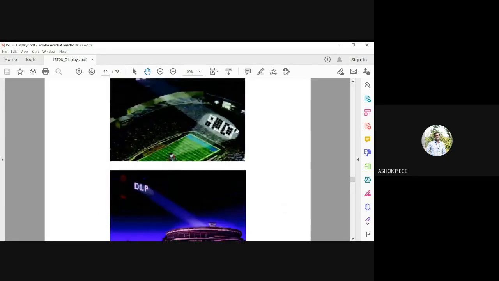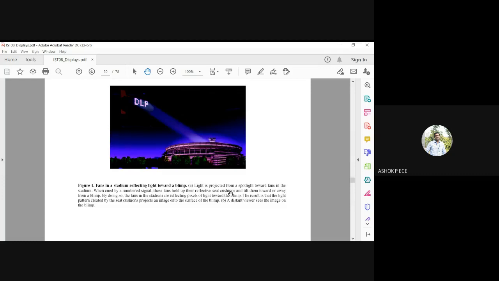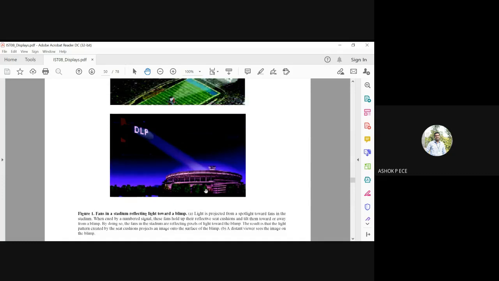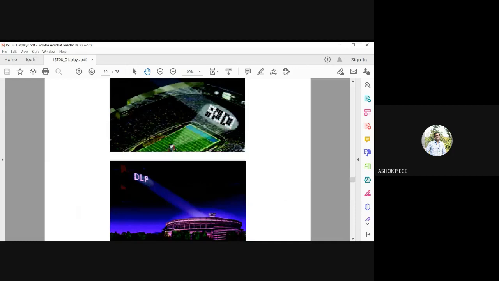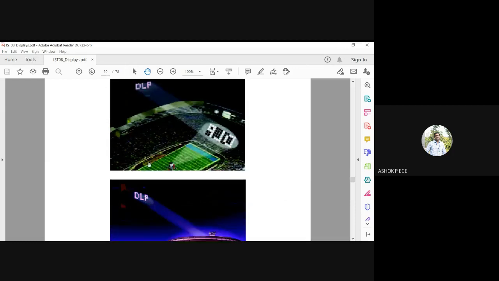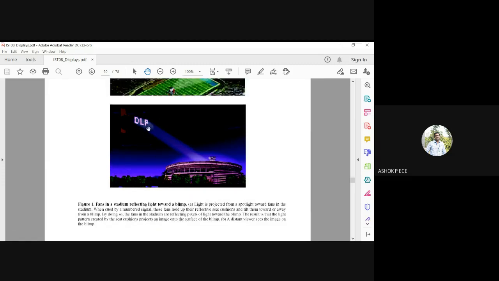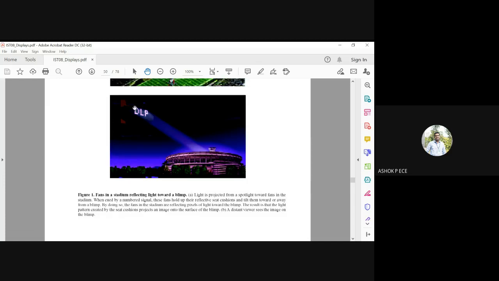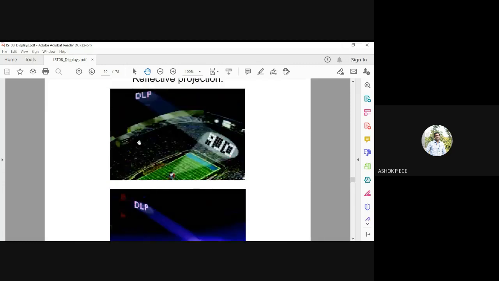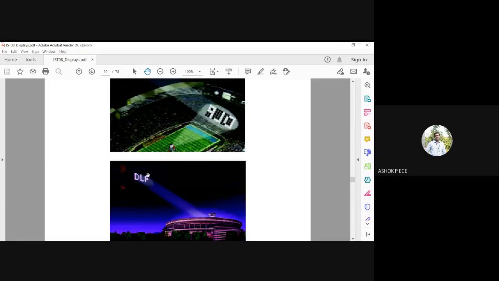In figure A, the fans in a particular stadium are sitting together. They are holding reflective seat cushions, and these cushions tilt the light coming from this projector to some distant point where you can see the projection. By doing so, the fans are reflecting pixels of light towards the blimp. The result is that the light pattern created by the seat cushion image appears on the surface of the blimp. A distant viewer sees the image on the blimp. You can clearly see what is being projected on the distant object. This can even be a screen where you can have the projection.